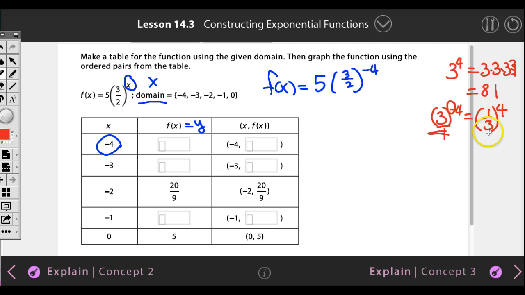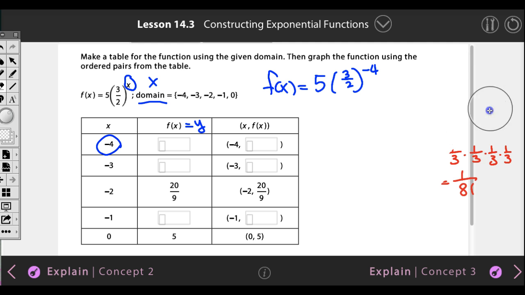All right, so now what do we have to do? We have to multiply 1 over 3 4 times. 1 over 3, 1 over 3, 1 over 3, and 1 over 3. And that will give me 1 over 81. Okay? So I'm just trying to explain to you how to solve this one right here, okay?